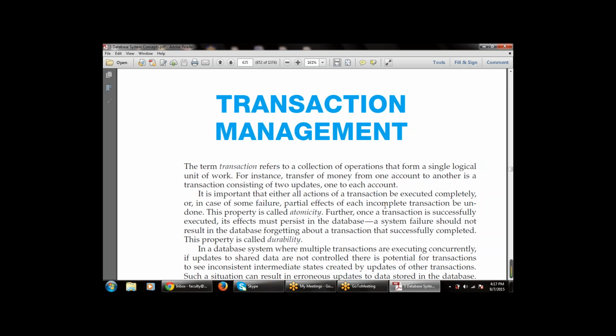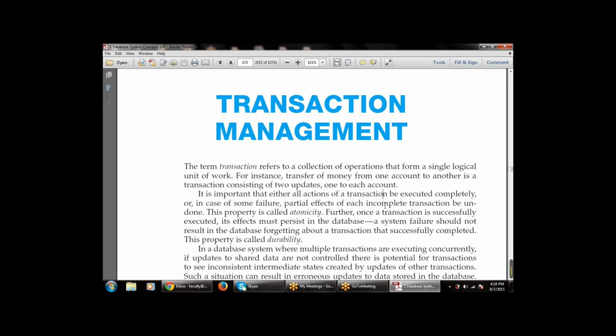It is important that either all the actions of a transaction are executed completely, or, in case of some failure, the partial effects of such an incomplete transaction are undone. This property is known as atomicity. That means whatever transaction is started must be finished in one go. That is atomicity.